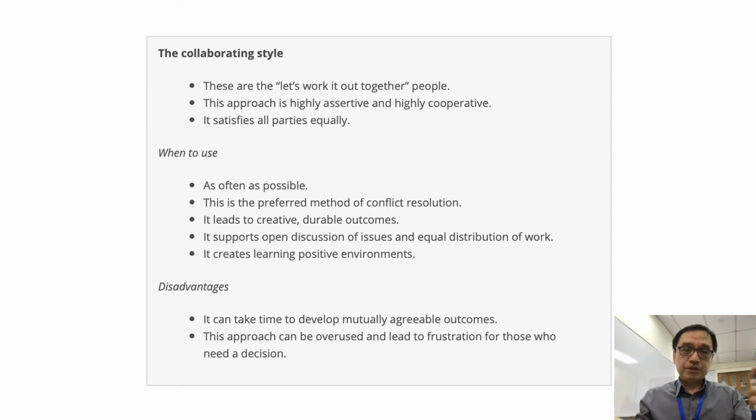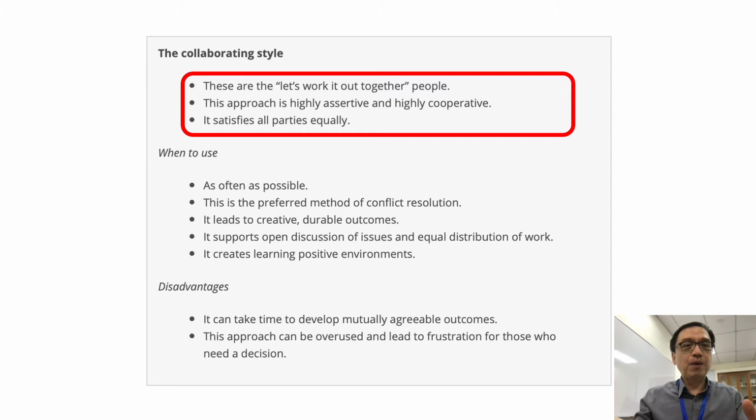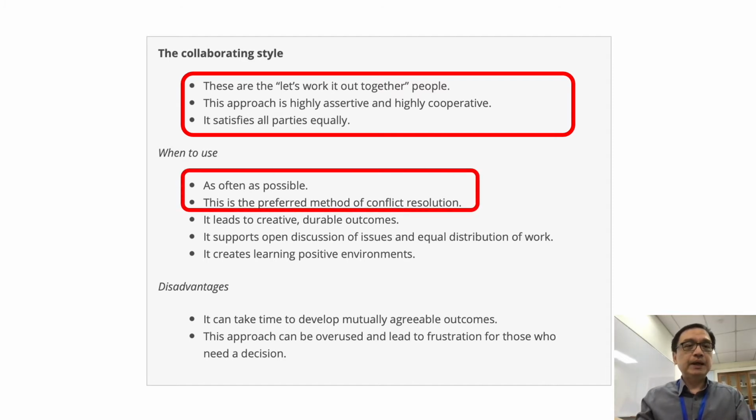This is the fifth style described by the Thomas Kilmann model. This is actually the preferred style. Do remember the term: collaborating style. The key point is that people sit together and say, let's work it out together. It needs effort, it needs time, and it needs some intelligence. It's highly assertive, highly cooperative, and at the end, if enough effort is put in, it satisfies all parties equally. You use it as often as possible. This is the preferred method of conflict resolution. So remember this, collaborating style.